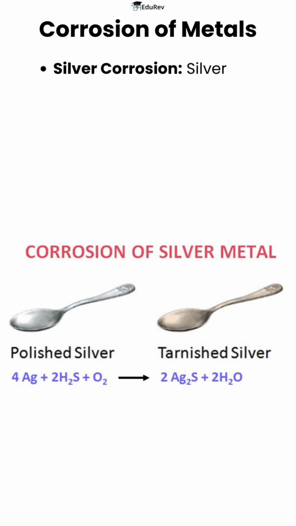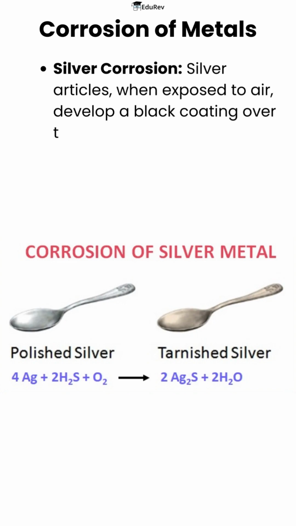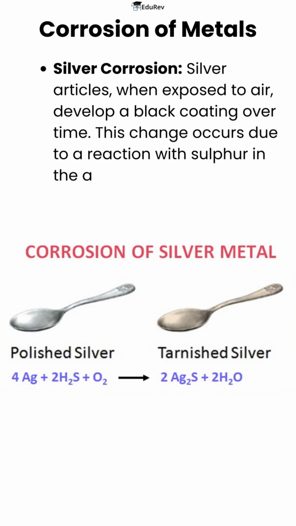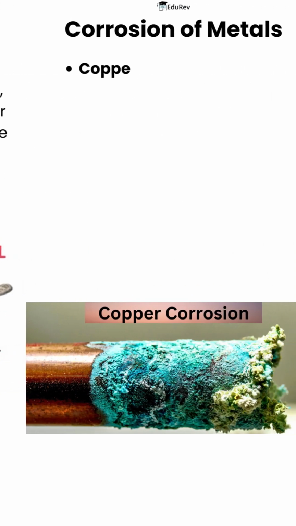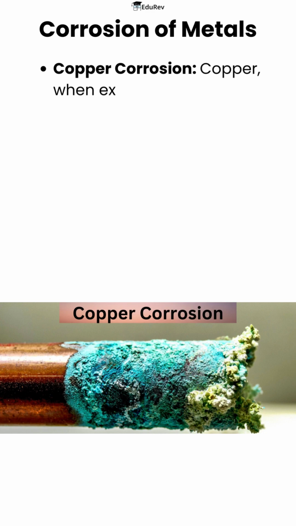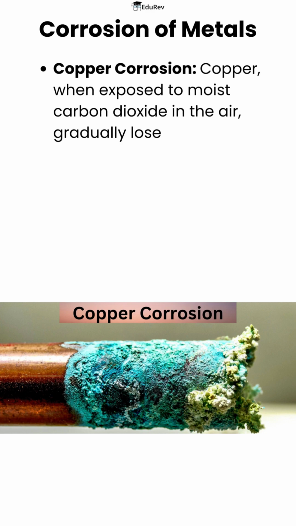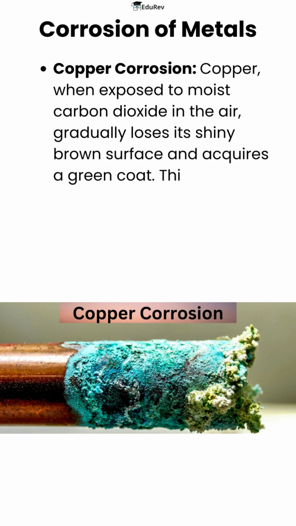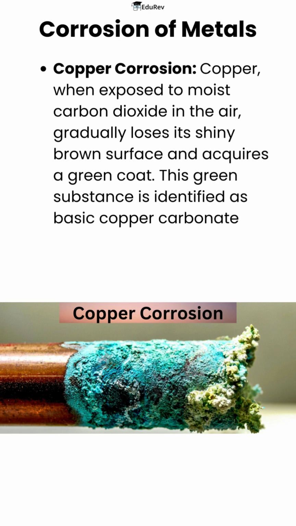Silver corrosion. Silver articles, when exposed to air, develop a black coating over time. This change occurs due to a reaction with sulfur in the air, leading to the formation of silver sulfide. Copper corrosion. Copper, when exposed to moist carbon dioxide in the air, gradually loses its shiny brown surface and acquires a green coat. This green substance is identified as basic copper carbonate.